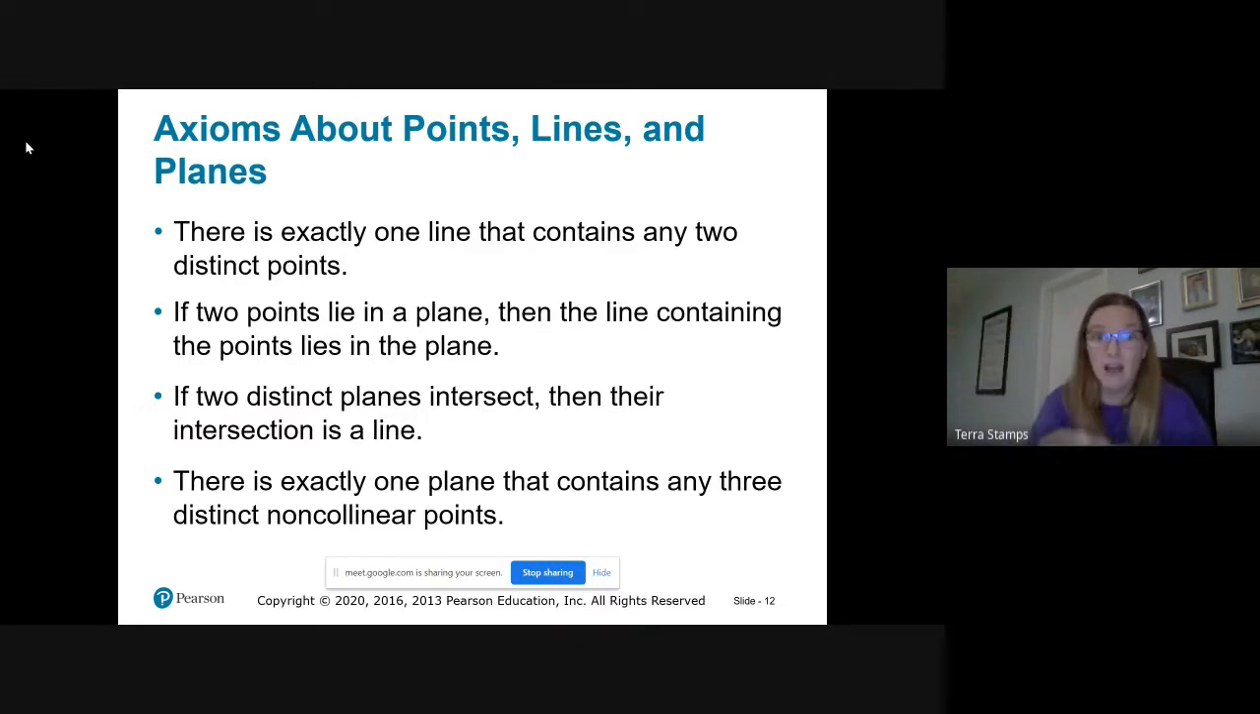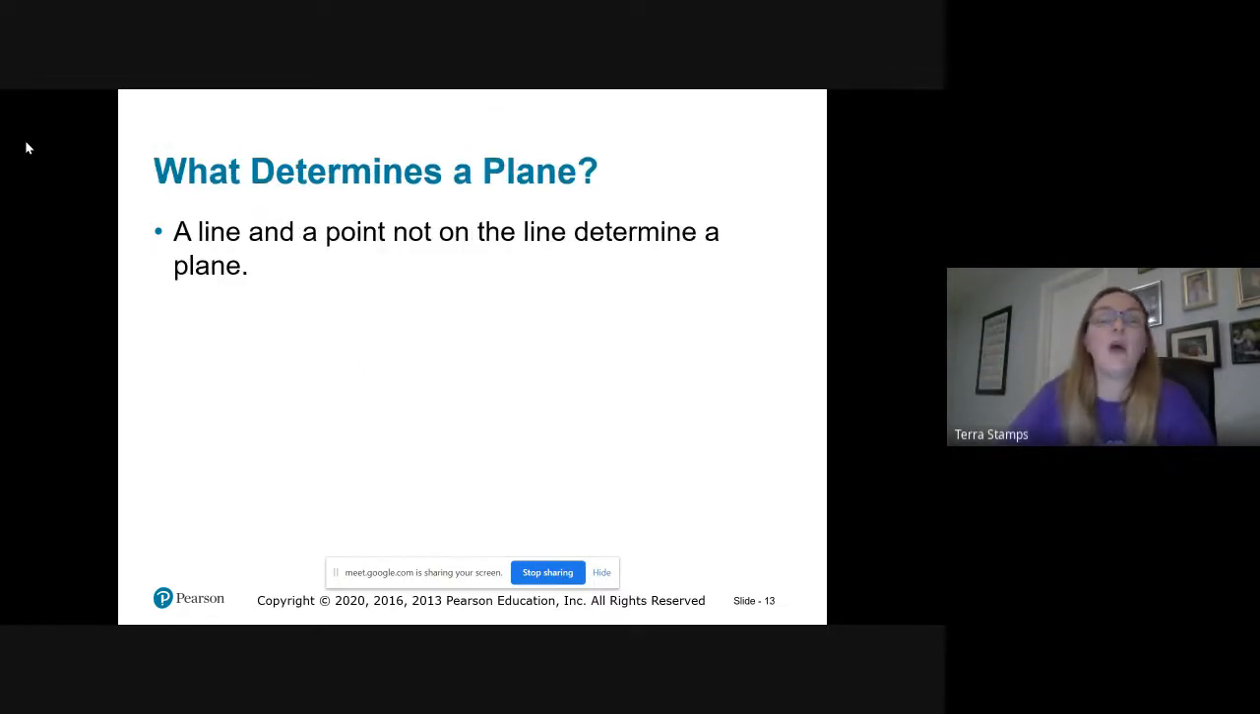Non-collinear means not together on a line. Okay, so non-collinear, not together on the same line. Now, what determines a plane? Remember we said the word determines means kind of what forms it. Well, a line and a point not on the line. That's going to be enough to determine what plane you're talking about.